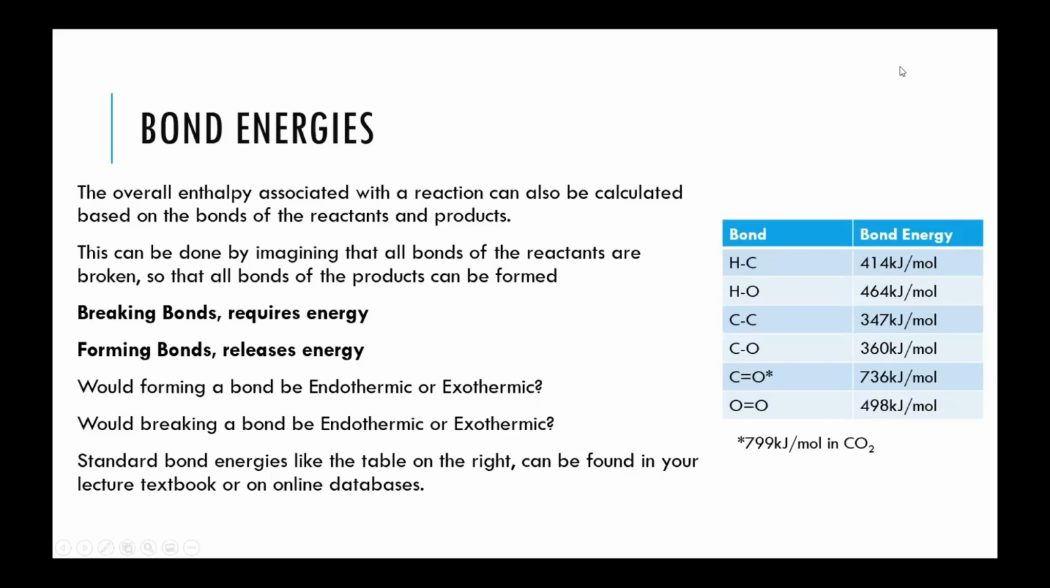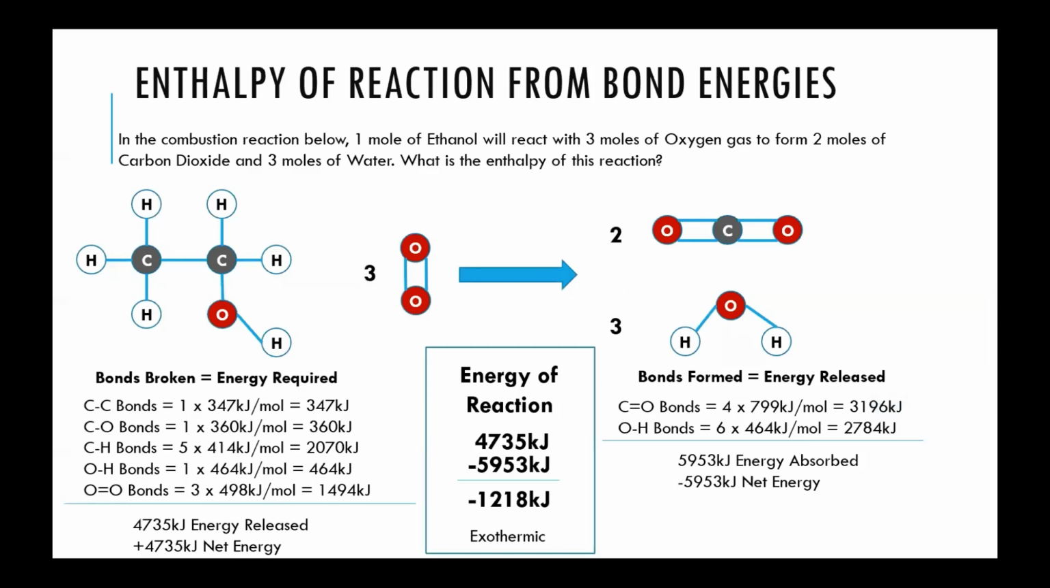This is also the amount of energy that's released when a carbon-hydrogen bond is formed. So by looking at the total number of bonds in the products and the total number of bonds in the reactants, you can calculate what the overall enthalpy for a reaction would be.